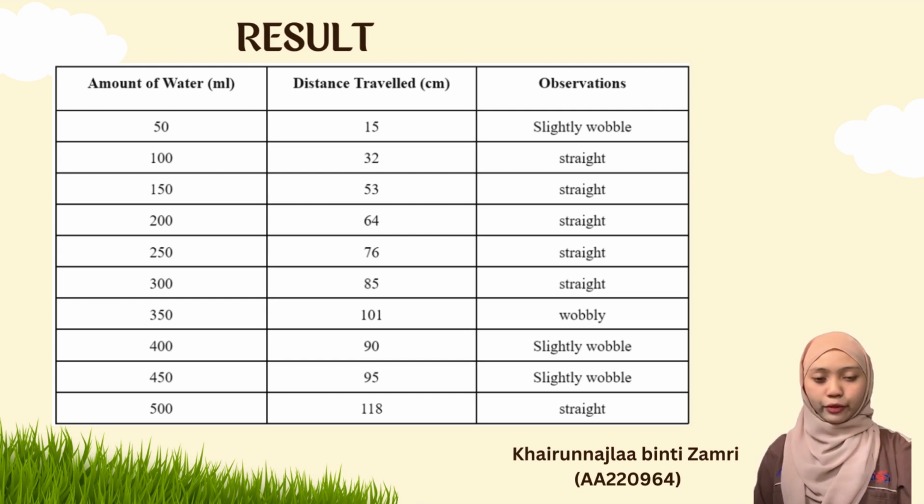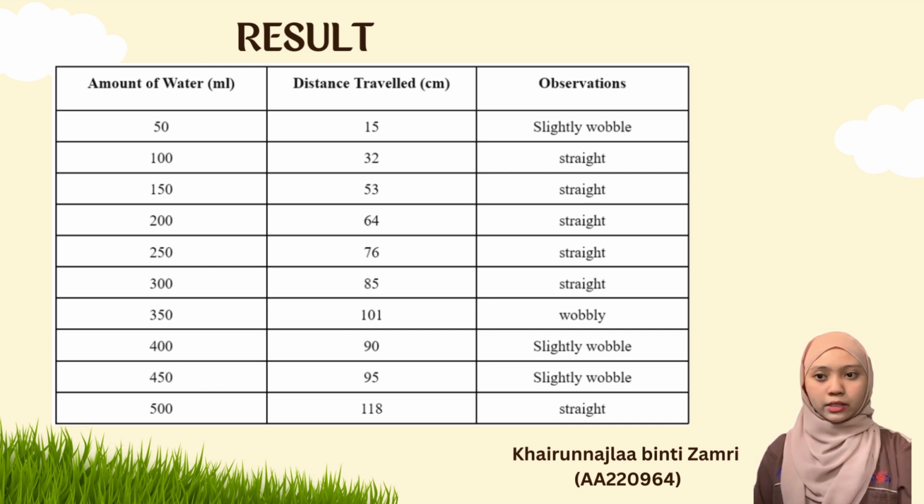With 50 ml, the container moves 15 cm and wobbles a little. At 100 ml, it travels 32 cm and travels straight. At 150 ml, it travels 53 cm and stays straight. At 200 ml, it becomes 64 cm and straight. And at 250 ml, it covered 76 cm straight.